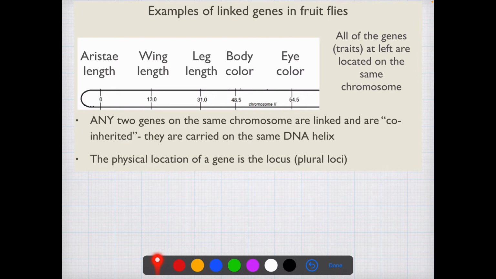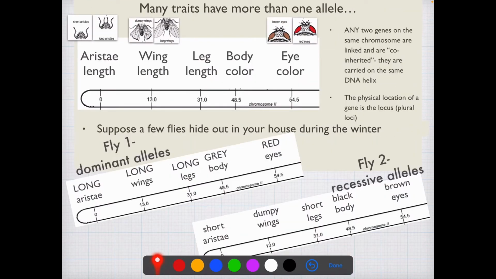And again, we're talking about the alleles being co-inherited. Of course, the offspring is going to have some allele for wing length and some allele for body color. We're just asking whether those are going to come from the same physical chromosome on the parent. So how does this play out? Well, again, we have chromosomes that carry lots of genes, and so whatever genes are on the chromosome are likely to have alleles that are going to be linked.